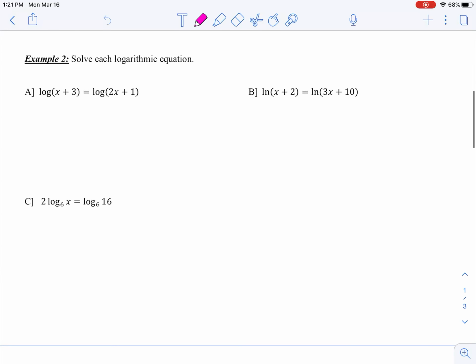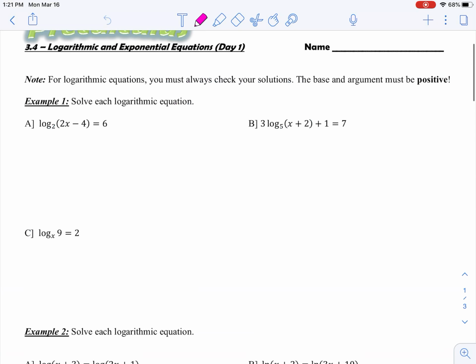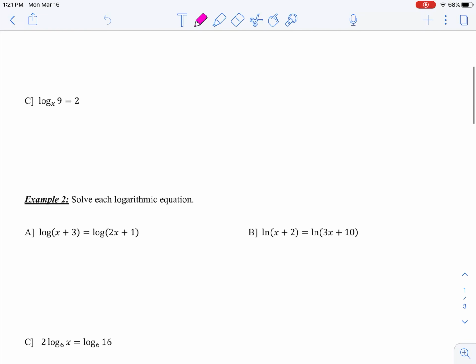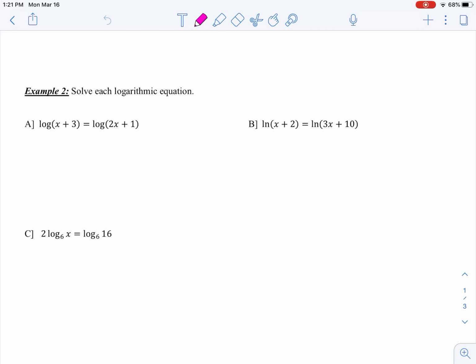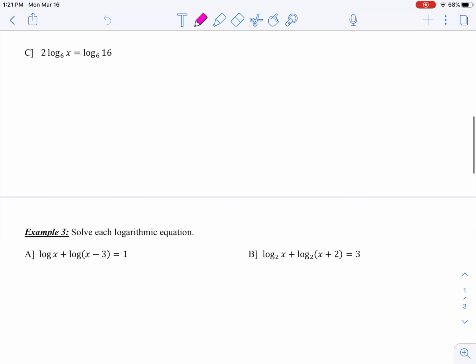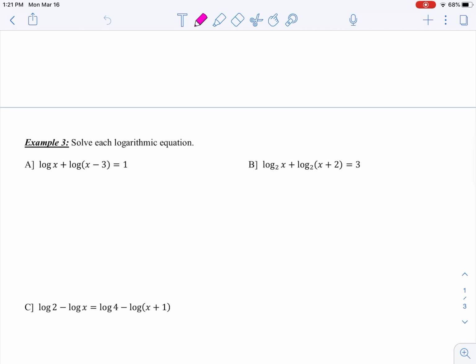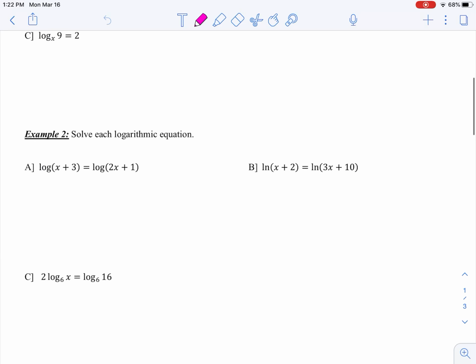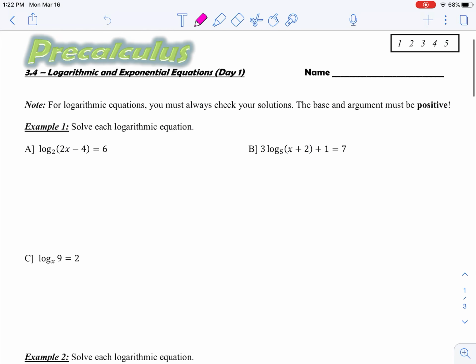So what you should notice as far as example 1, 2, and 3 goes is that in example 1, there's one log on one side of the equation. In example 2, there's a log on each side. And in example 3, there's 2 logs on one side or 2 logs on both sides. So let's go through each.